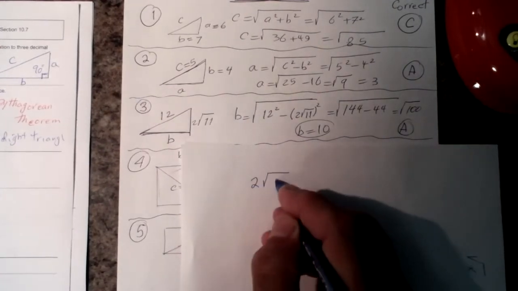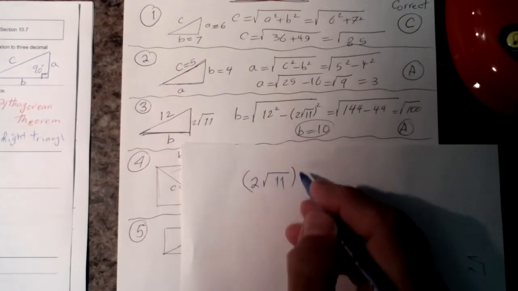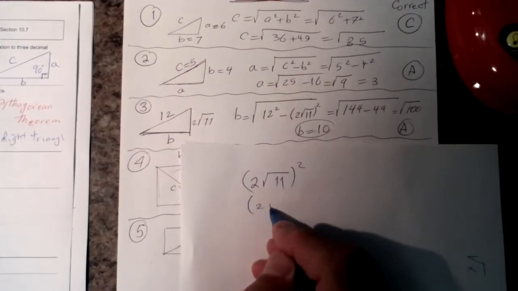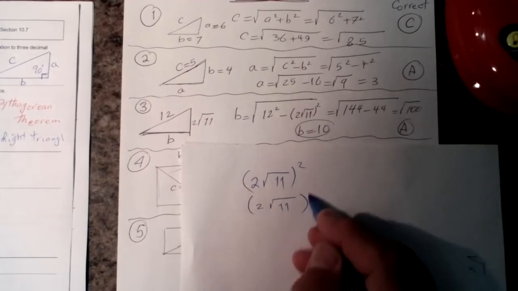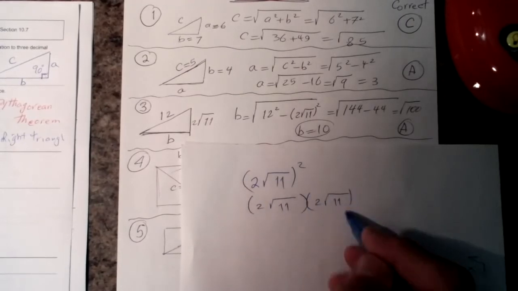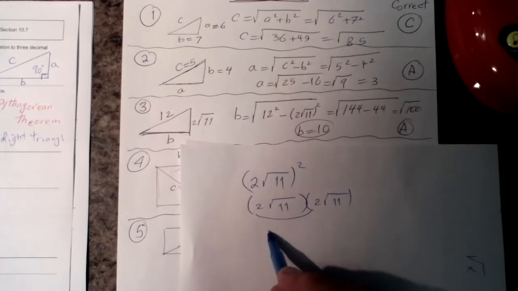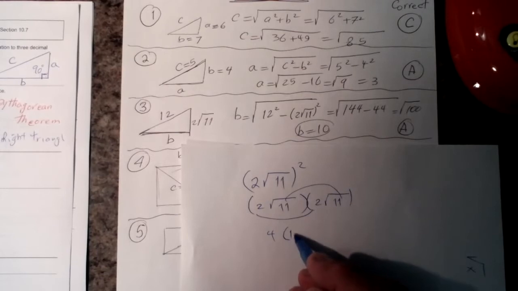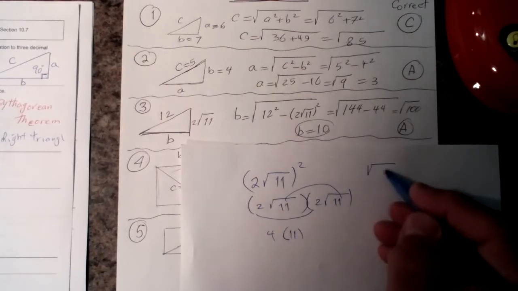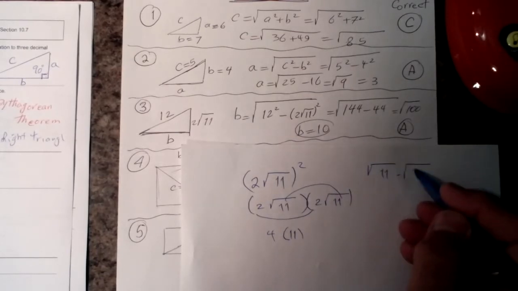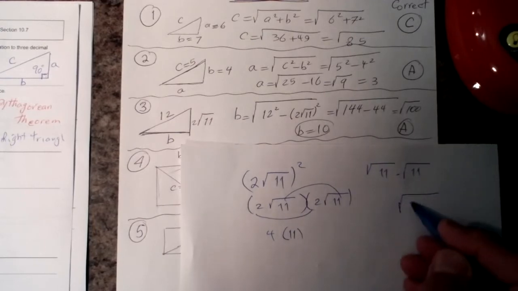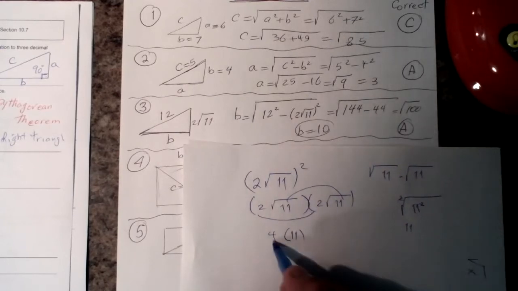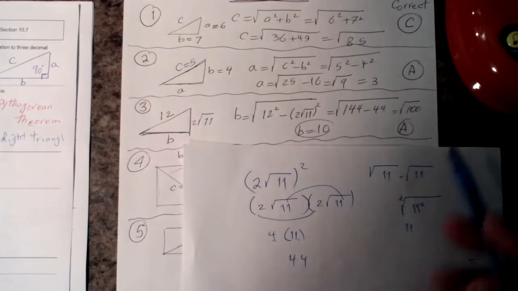2 radical 11 to the power of 2 means 2 radical 11 times 2 radical 11. Remember, when you multiply, 2 times 2 is 4. What is radical 11 times radical 11? It's just 11. Remember, if you take a radical and multiply it by itself, you have 11 to the power of 2, or just 11. So 4 times 11 is 44, and that's what you have here.